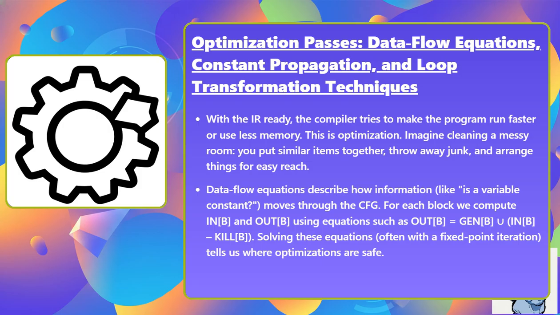Data flow equations describe how information like "is a variable constant?" moves through the CFG. For each block we compute IN of B and OUT of B using equations such as OUT of B equals GEN of B union (IN of B minus KILL of B). Solving these equations, often with a fixed point iteration, tells us where optimizations are safe.